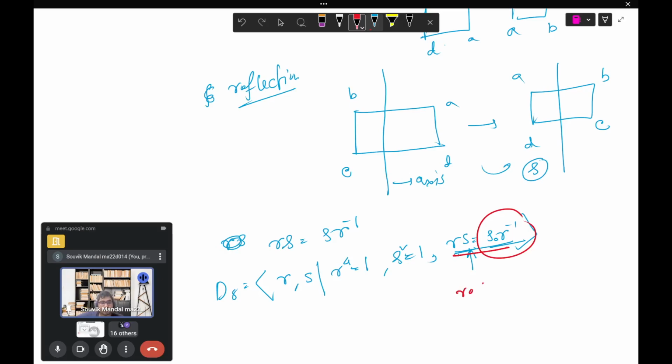I mean, you can look at it as a map: R composed with S equals S composed with R inverse. S and R are the rotations or reflections acting on the unit square. Then you can check that both give the same position actually. So that's why we have that relation.